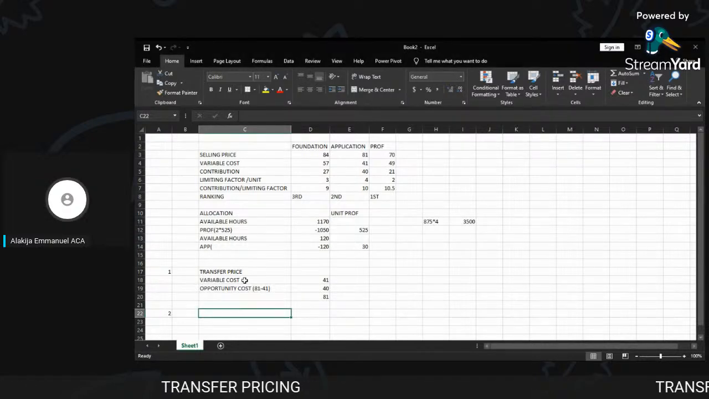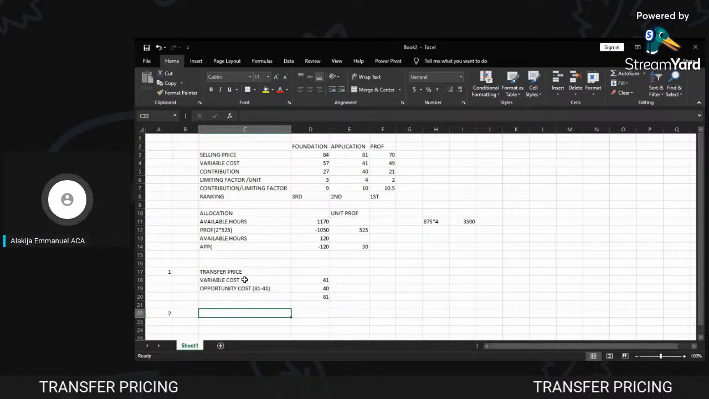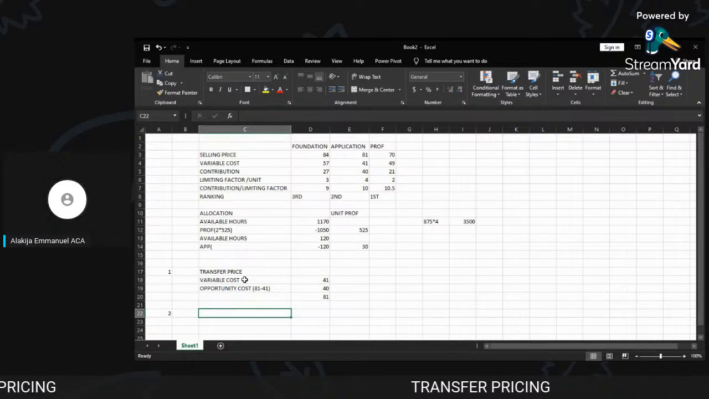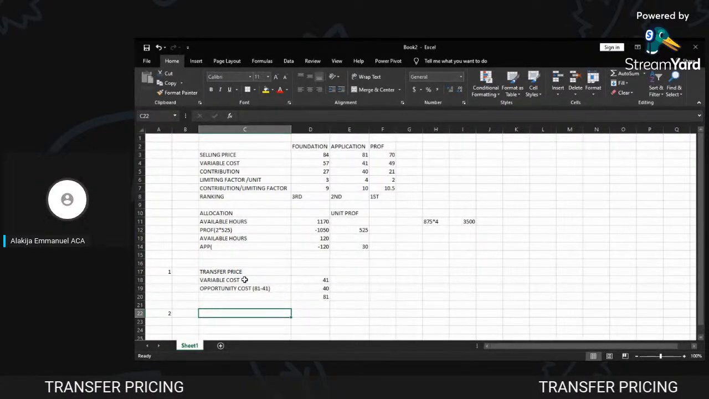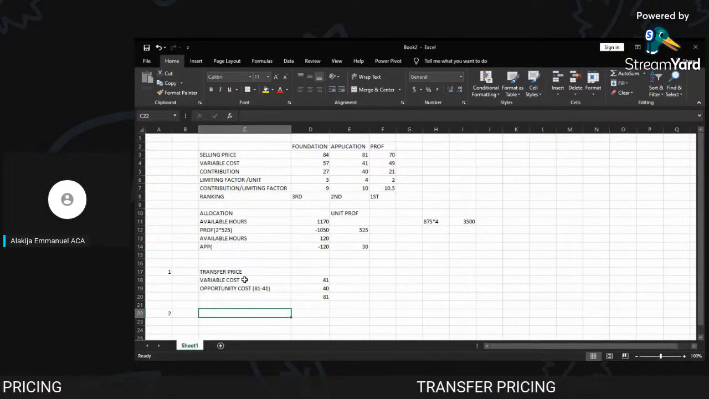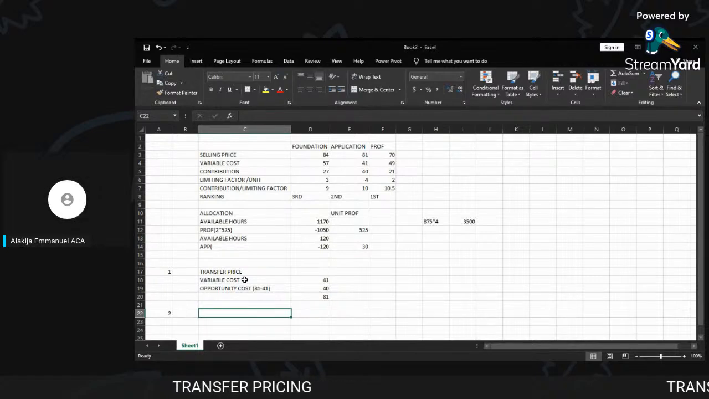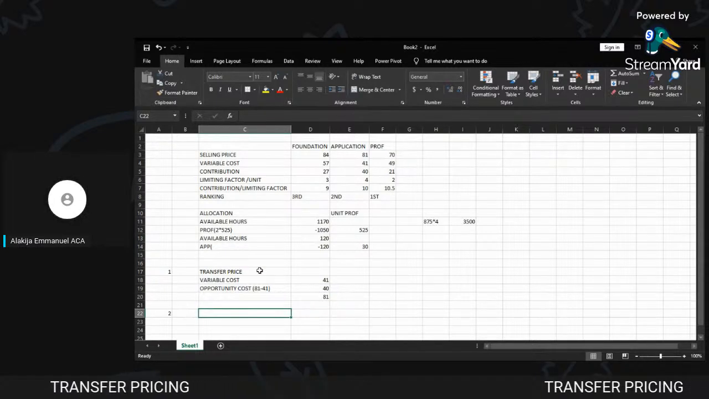Question 2 says that if labor hours in Ensign division are limited to 4,670 hours, what is the appropriate transfer price for a unit of application transferred to Leverage division? So here it is.